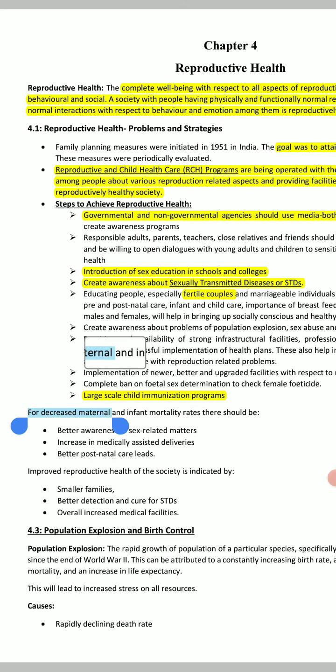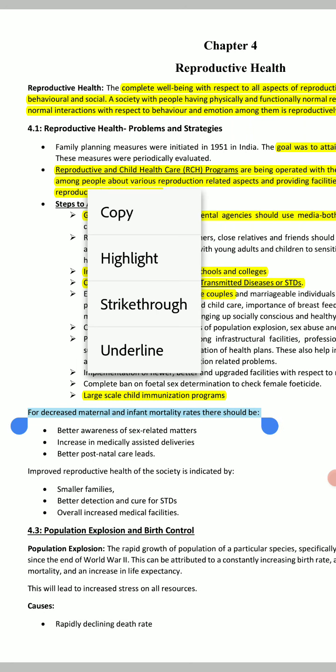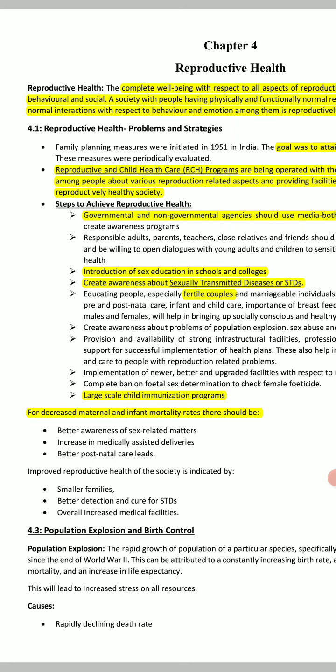How will you decrease the maternal and infant mortality rates? The first thing is better awareness of sex related matters. Second one is increases in medically assisted deliveries, and third one is better postnatal care.